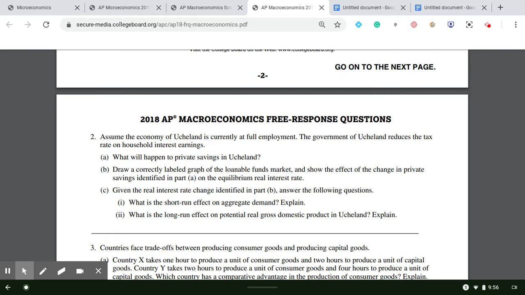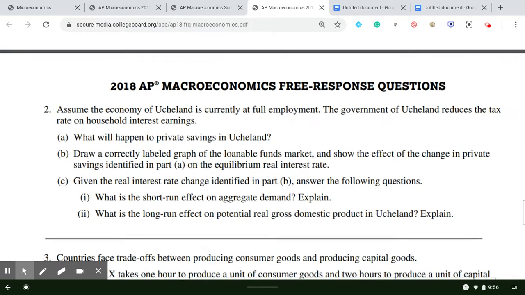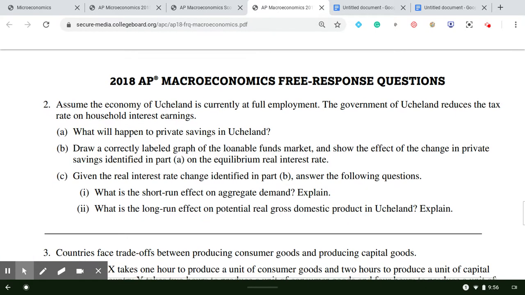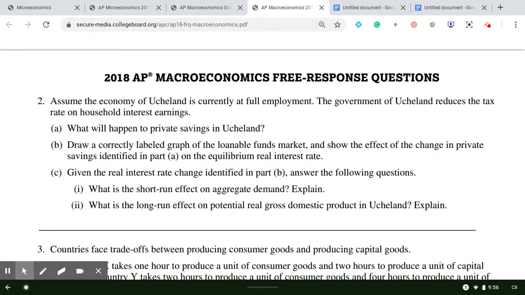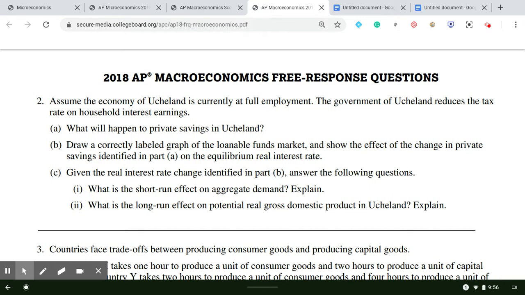So we'll move on to problem number two, which is good because it's talking about the macroeconomy as well, so we don't miss out on that type of problem. Anyway, assume that the economy of Ucheland is currently at full employment. The government of Ucheland reduces the tax rate on household interest earnings. What will happen to private savings in Ucheland?